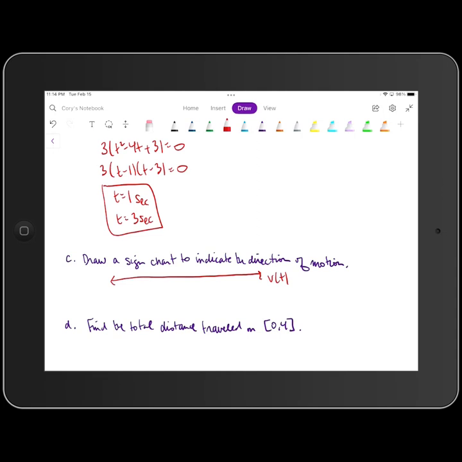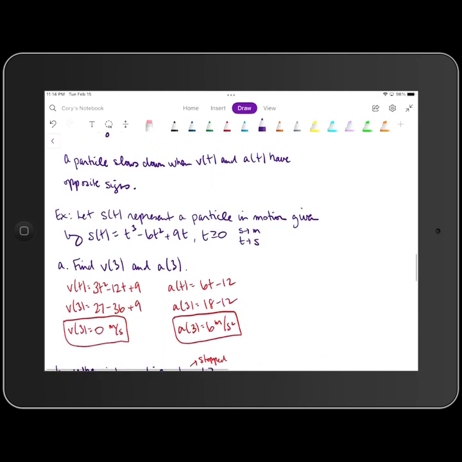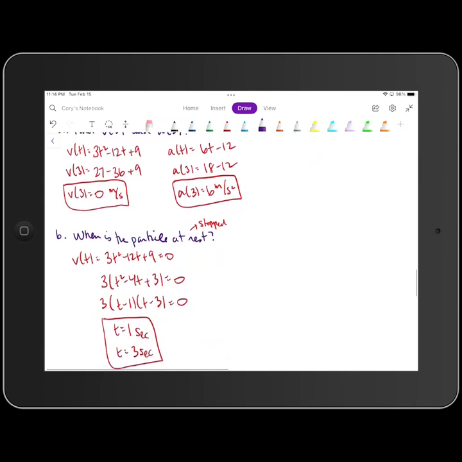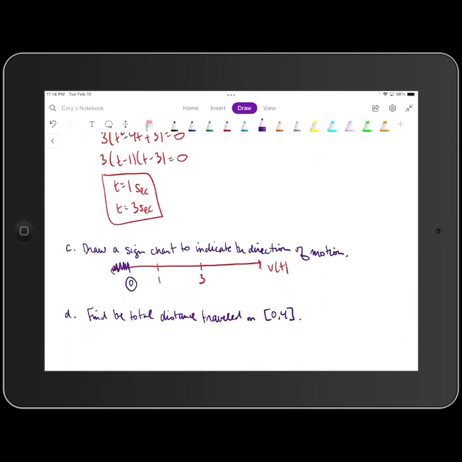We're going to take what we did in part B by determining when the particle was at rest, at time t equals 1 and at time t equals 3. We're going to put those values on our number line, and then I'm also going to put 0 on the number line in a different color, and circle it, because that is not a 0 for the velocity function, but our function is only defined for t values greater than or equal to 0. So I don't want to test any values to the left of 0 on my number line.